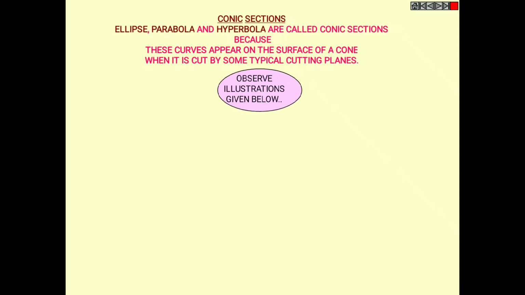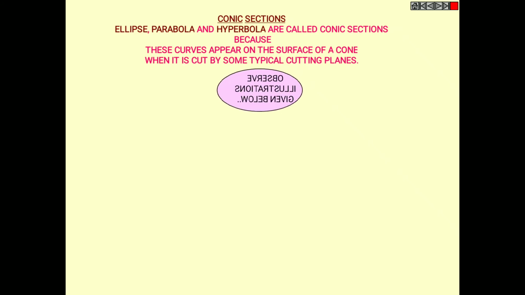From these conic sections we have seen ellipse, parabola and hyperbola are called conic sections because these curves appear on the surface of a cone when it is cut by some typical cutting planes. So why are these called conic sections? Because these curves appear on the surface of a cone when it is cut by some typical cutting planes.